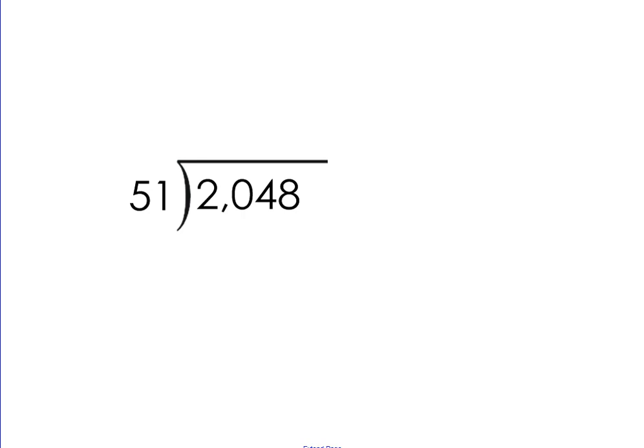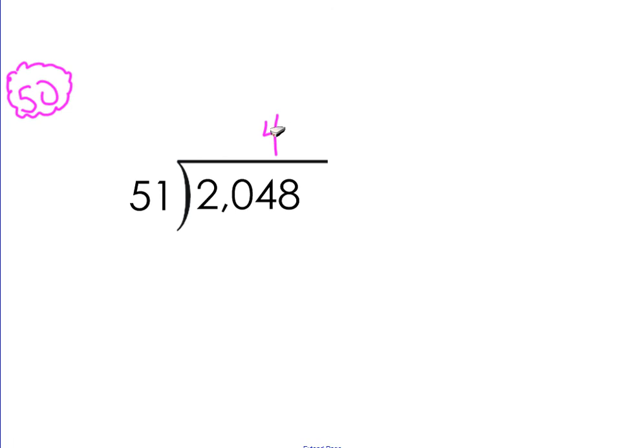Let's try one more. Now remember, we're going to take our two-digit divisor and round it to the nearest 10, which is 50. Put that in our thinking bubble. That helps us to do division a little easier. So I'm going to ask, how many 50s go into 2? None. How many 50s would go into 20? None. But how many 50s would go into 204? Oh, about 4 of those, because I know 4 times 50 is 200.